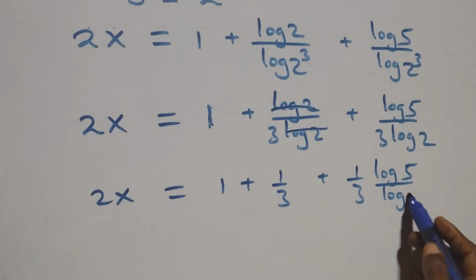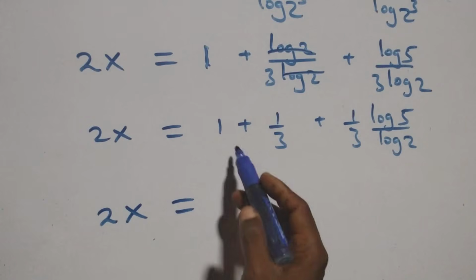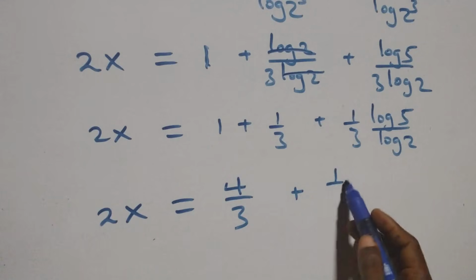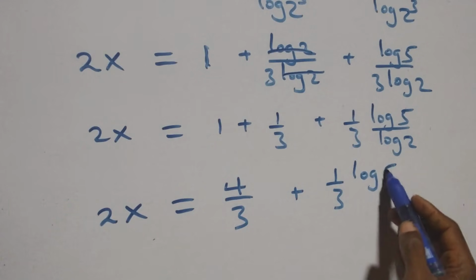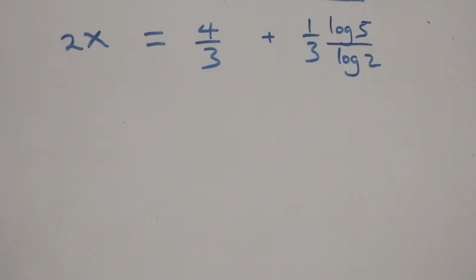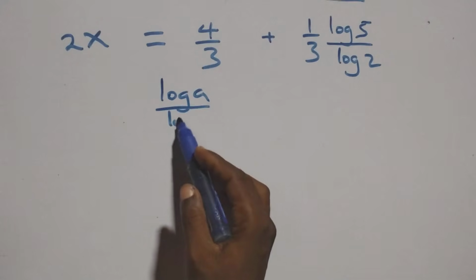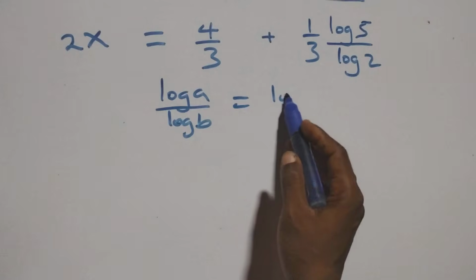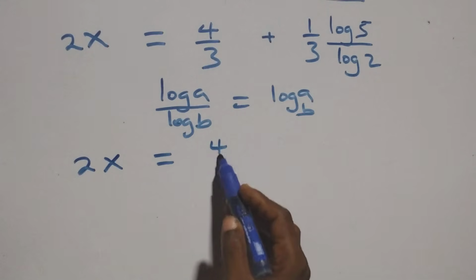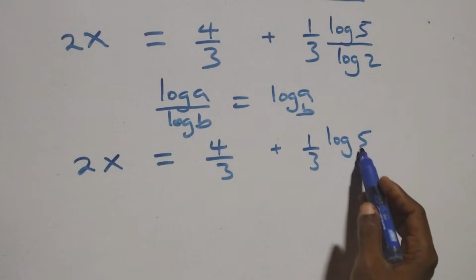over log 2. Next step, 2x equals 1 plus 1 over 3, which can be written as 4 over 3, plus 1 over 3 times log 5 over log 2. Then we apply change of base: when we have log A over log B, it is the same thing as log A to base B. That is, we have 2x equals 4 over 3 plus 1 over 3 log 5 base 2.